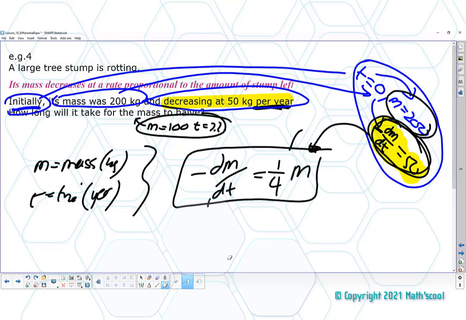Once you've made m the subject, there's a bit more information you need to sling into your equation. Here, m naught is 200. You need to sling that into the equation. That will give you the unknown constant. You might have called it b by now. It will give you that unknown constant.